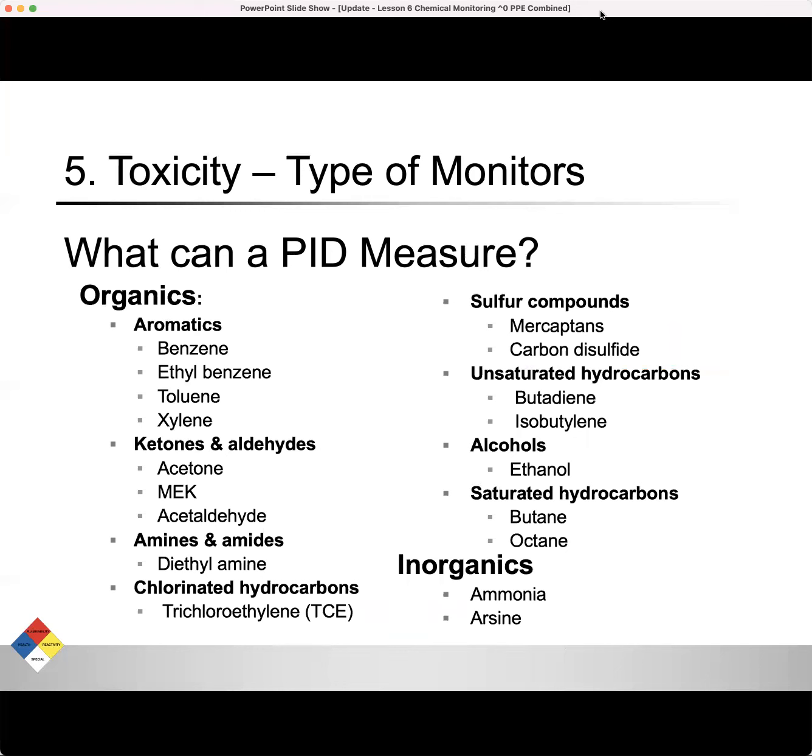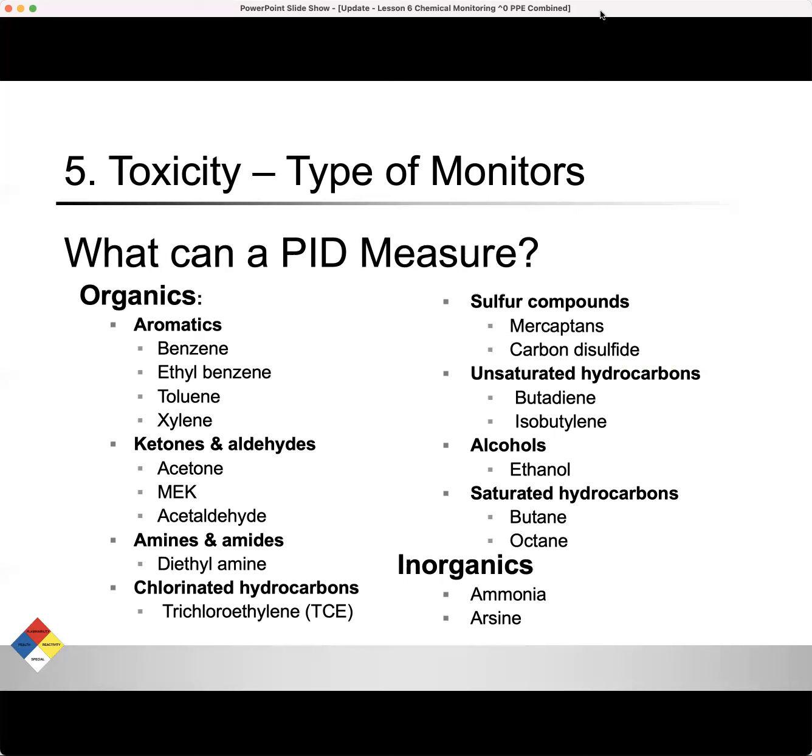So what can a PID measure? There's a whole lot of restrictions on what a PID can measure. So how is it useful for us? It can measure some organics, some aromatics such as benzene, ethylbenzene, toluene, and xylene. Just used it to monitor for xylene a couple of weeks ago. Works great. Can also monitor ketones and aldehydes such as acetone, methyl ethyl ketone, MEK, acetaldehyde, also amines and amides, chlorinated hydrocarbons, sulfur compounds.